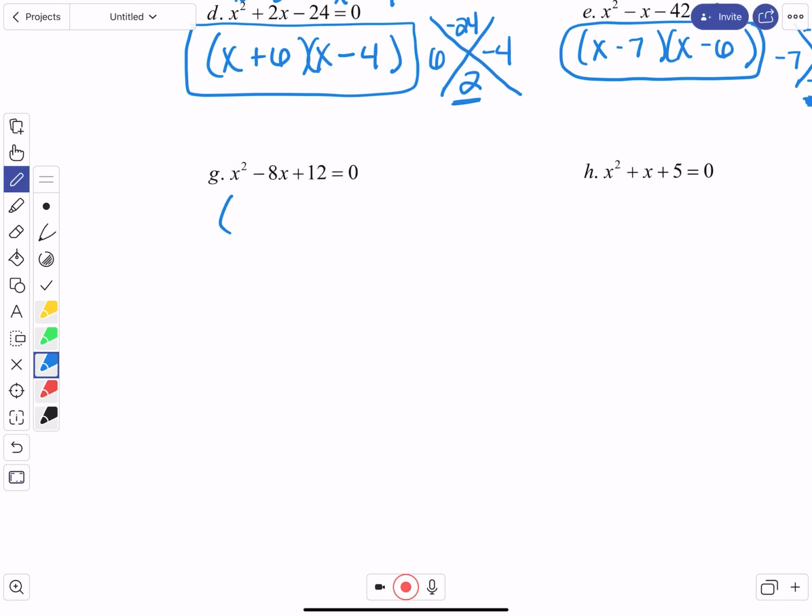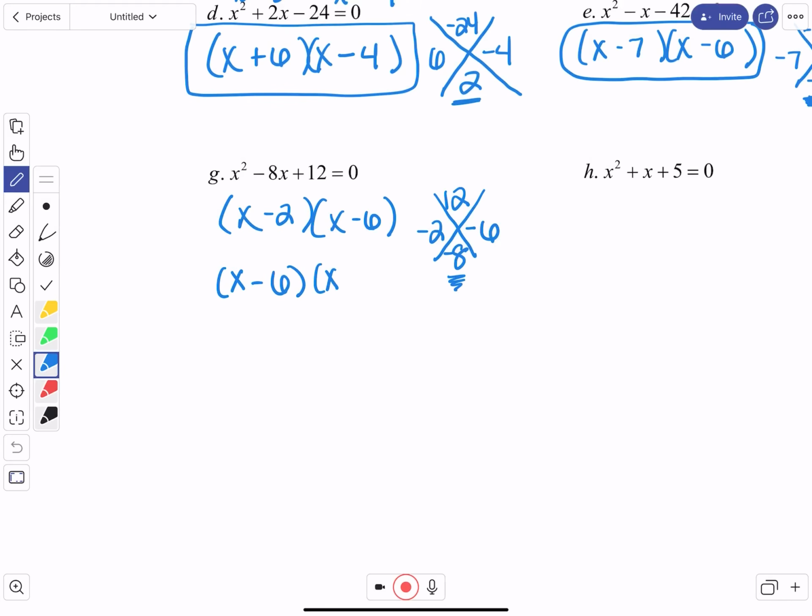All right, on G, we make our X. 12 goes up top, -8 goes on bottom. So since our top number is positive, two numbers that multiply to be positive, that means they both have the same sign. And since this number is negative, they're both going to be negative. So two negative numbers here. Two numbers that multiply to be 12 and add up to be negative 8: negative 2, negative 6. So minus 2, minus 6. And once again, order does not matter. I could have just as easily written x minus 6, x minus 2. It's the same answer.